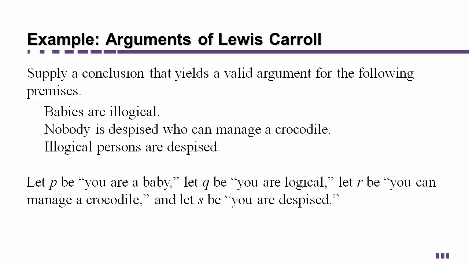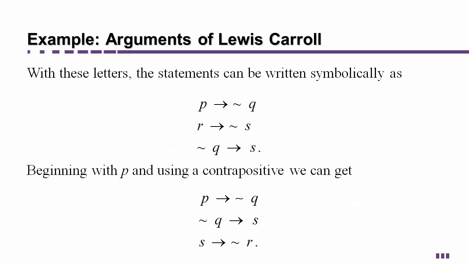So we can let P be you are a baby, Q be you are logical. Remember, we always want to make these things be the positive, so illogical will be the negative. R will be you can manage a crocodile, and S will be you are despised. So you see we've picked out all four of the adjectives: being a baby, being logical, being able to manage a crocodile, and being despised. And all four of those get letters.